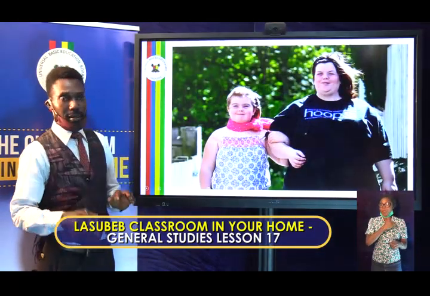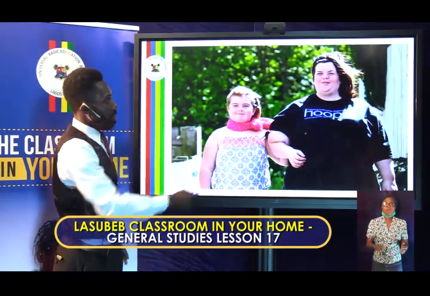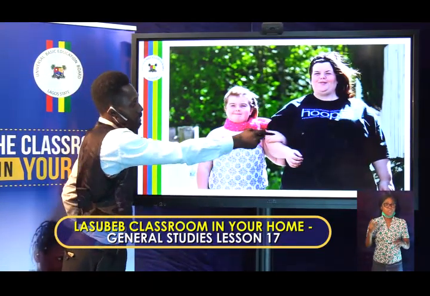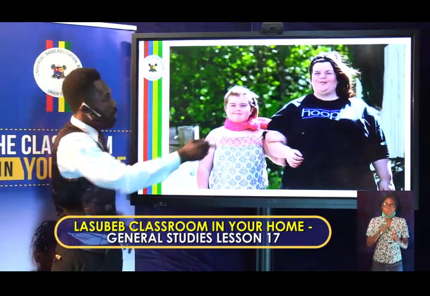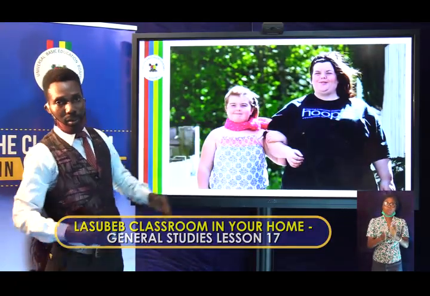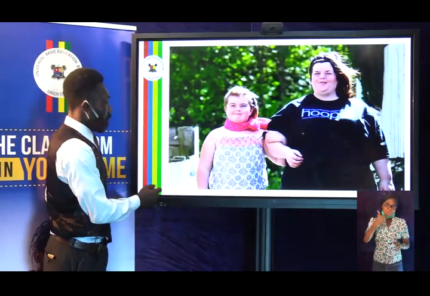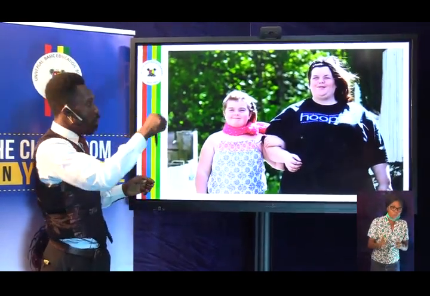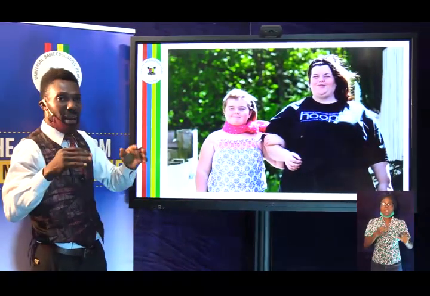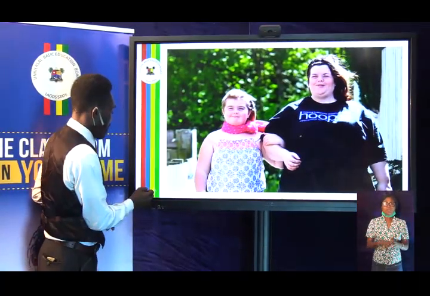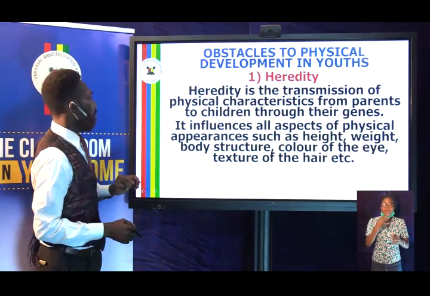That's heredity. You can see from this picture, see this woman and a child. Looking at their body weight, you see that this little girl is growing up to become like her mom in stature. And you can see that their faces look alike. So that's what we talk about with genes. It influences or controls part of the physical characteristics of that child and makes the child look like the parent. Heredity is one of the obstacles to physical development in youth.